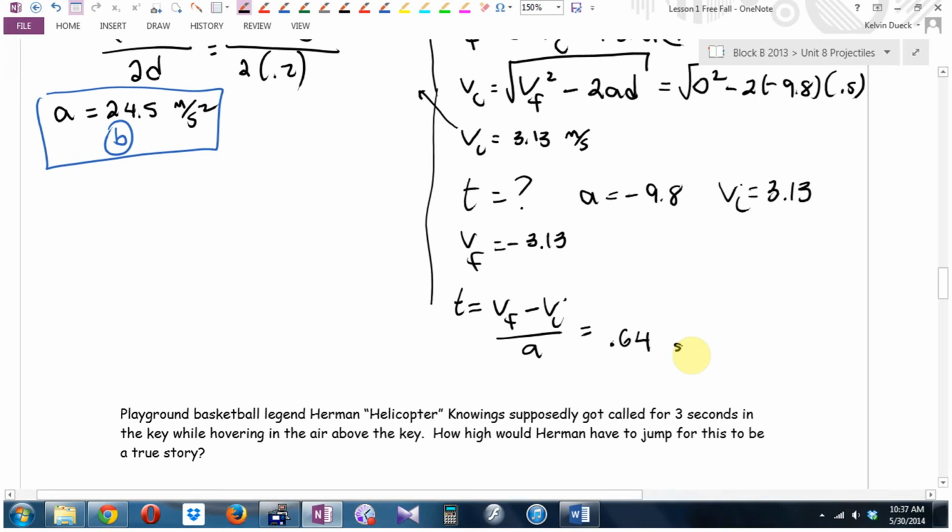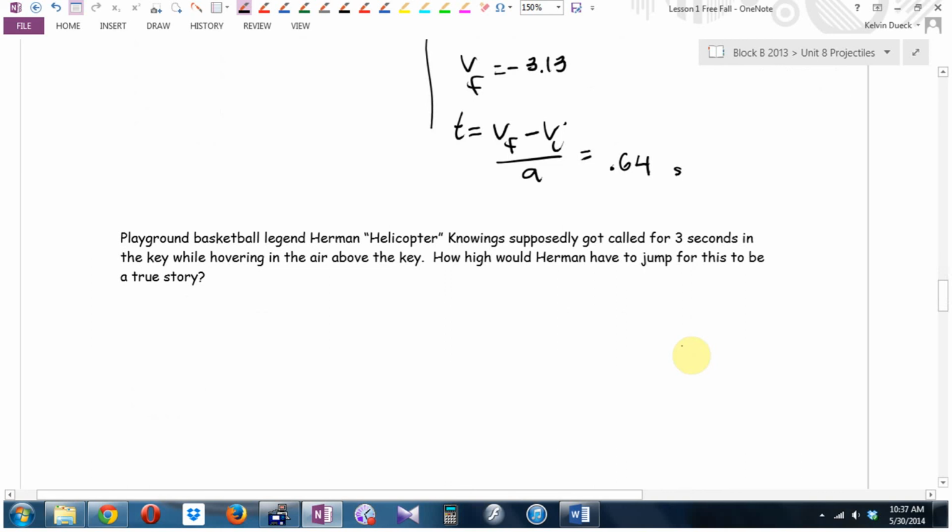Basketball boys, there was a playground legend in New York named Herman "Helicopter" Knowings, and the story goes that he got called for 3 in the key while hovering above the key. How high would he have to jump for this to be a true story? Because that's the legend. I don't know. Well, I know that the time is 3 seconds, because that's what 3 in the key is. I know A is negative 9.8, because he's in the air.